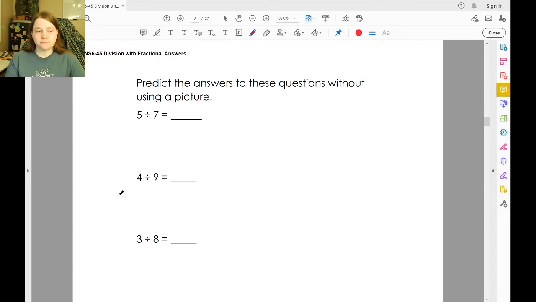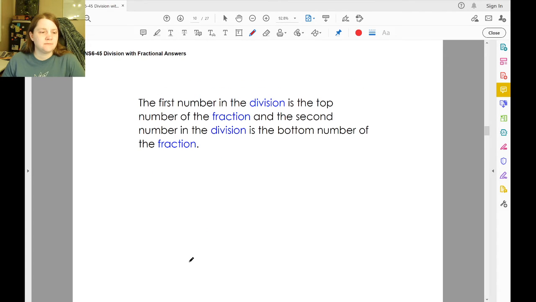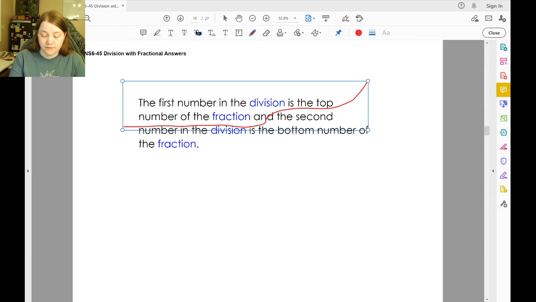Let's talk about it. 5 divided by 7 is going to be 5/7. 4 divided by 9 is going to be 4/9. 3 divided by 8, you guessed it, 3/8. Simple as that. The first number in the division is the top number of the fraction. The second number in the division is the bottom number of the fraction.